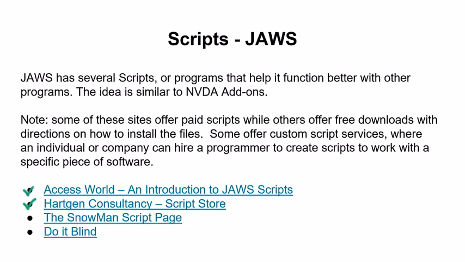Access World has an introduction to JAWS scripts, which is a nice option if you're curious about how they work. It gives you some ideas. The Snowman script page, no, that is not me, is another one. And there's one called Do It Blind. And those are the main ones that you see and encounter. If you do have questions about scripts and getting services, I'm sure that contacting Freedom Scientific is not a bad idea. They're usually pretty helpful, and they might have something that can give you some ideas on either script development, or they might have a resource that a script exists somewhere else.